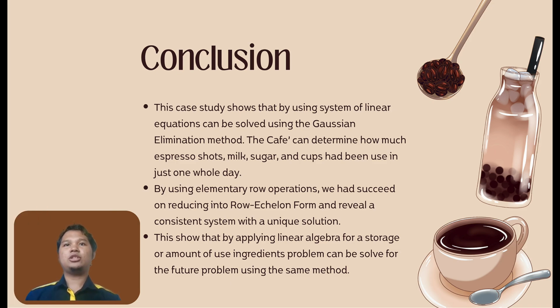Now for the conclusion. This case study shows that a system of linear equations can be solved using the Gaussian elimination method. The cafe can determine how many espresso shots, milk, sugar, and cups have been used in just one whole day. By using elementary row operations, we succeeded in reducing into row equivalent form and revealed a consistent system with a unique solution. This shows that by applying linear algebra to storage or amount of used ingredients, future problems can be solved using the same method.